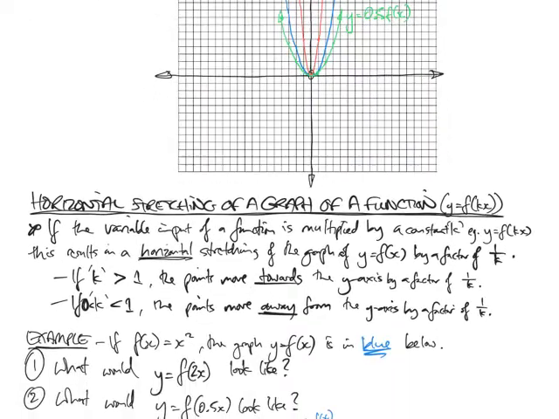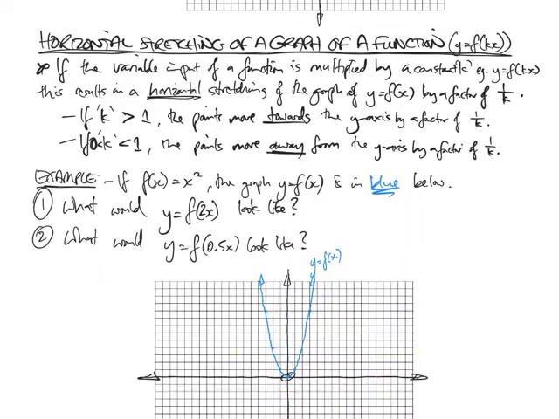Now we have to look at horizontal stretching. If the variable input of a function is multiplied by a constant k, so for example y = f(kx), the constant is multiplying the variable, it's not multiplying the whole thing this time. This results in a horizontal stretching of the graph of y = f(x) by a factor of 1 over k, so the inverse of k.